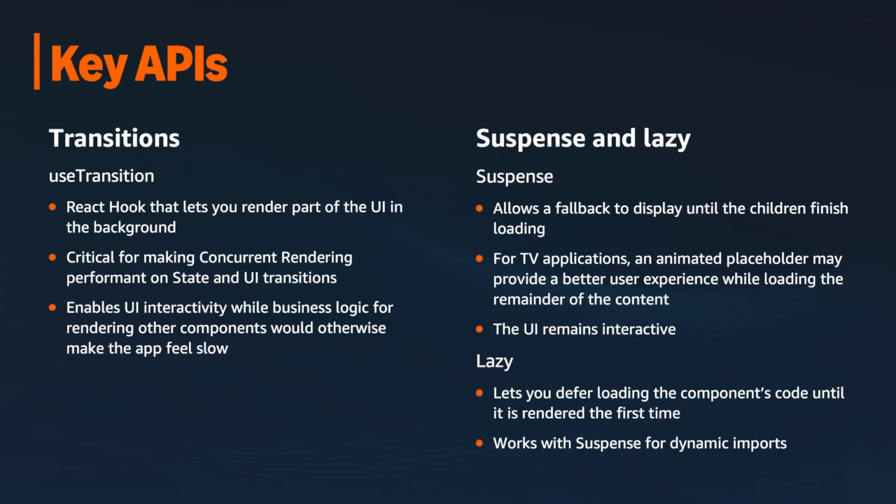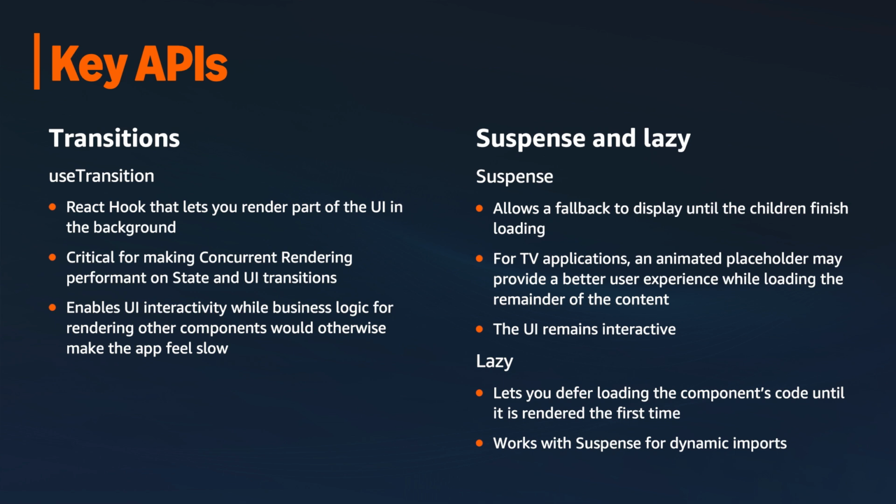Now that we've gone through the example, I want to talk to you about the APIs that you need to take advantage of this. The first is useTransition. It's a React hook that was released as part of React 18 that allows you to render part of the UI in the background. It's critical for making concurrent rendering performant, state, and UI transitions. It also enables UI interactivity while business logic and rendering components would otherwise make the application appear to be slow.